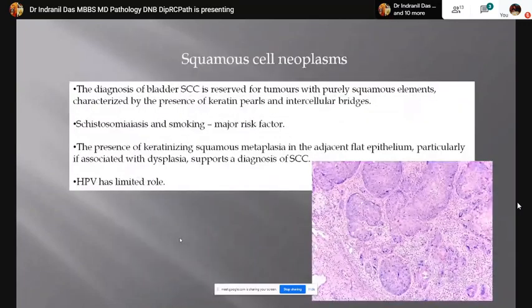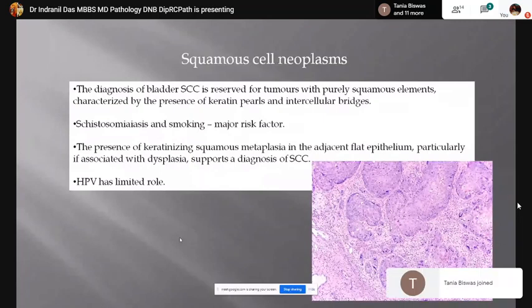Now, the squamous cell neoplasm. As I said earlier, the diagnosis of bladder squamous cell carcinoma is reserved for tumors with purely squamous element. There should not be any urothelial component present. The presence of keratinizing squamous metaplasia in the adjacent flat epithelium is particularly diagnostic for the pure squamous cell carcinoma of bladder. HPV has a limited role in development of this tumor.